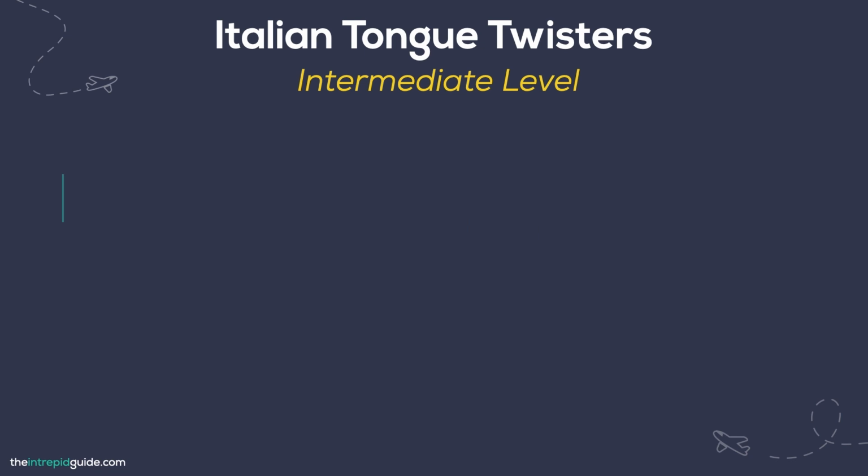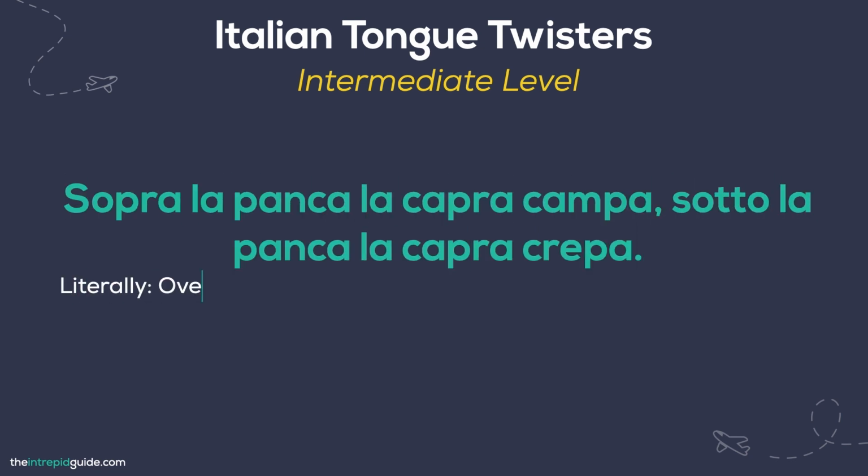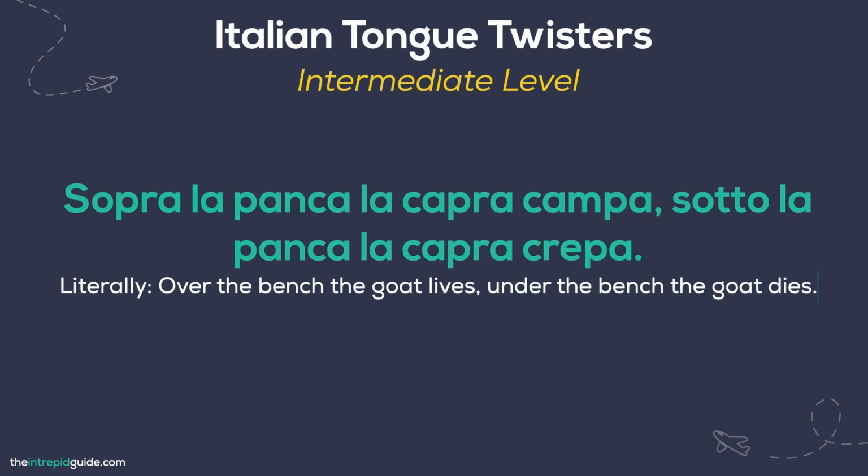Coming in at number 11, we have the Italian tongue twister. Sopra la panca la capra campa. Sotto la panca la capra crepa. Over the bench the goat lives. Under the bench the goat dies. Now this classic Italian tongue twister is all about the repetition of the CA and PA sounds, spiced up with a bit of the rolling R sound. Don't worry, even native Italians find this one challenging.